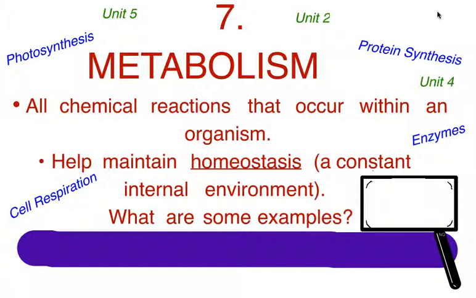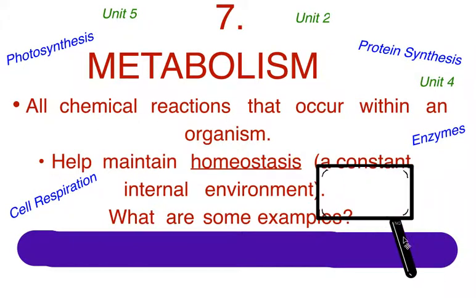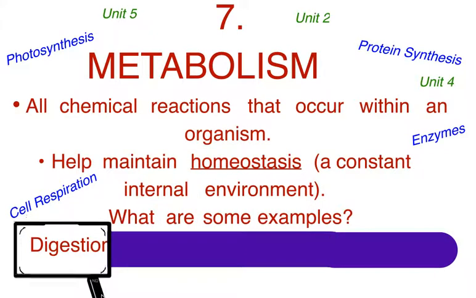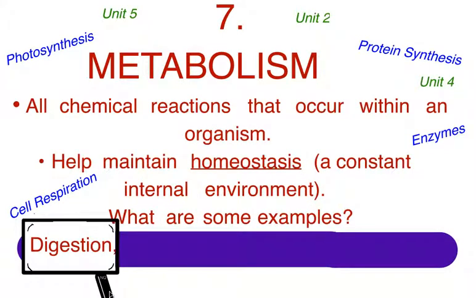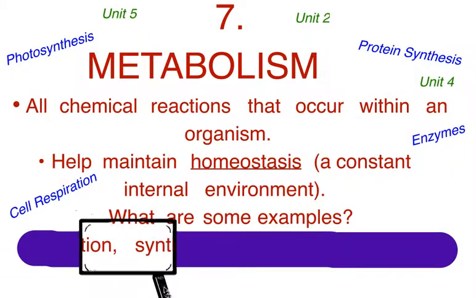We want our bodies to stay the same all the time. We don't want them to change. So those chemical reactions that occur help keep our bodies stable and within the same state of being. Some examples that we have are digestion. When you eat food and it goes into your stomach, it gets broken down. So those are a bunch of chemical reactions occurring.